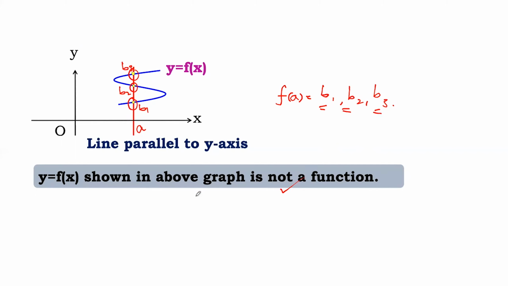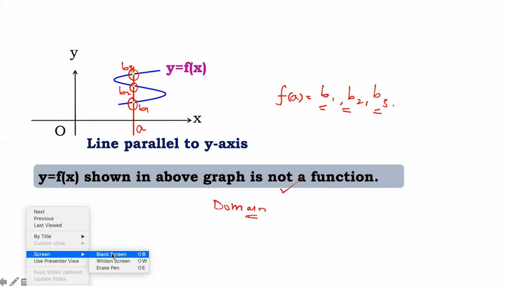Now we know there are two terminologies, domain and range. First we are going to understand the domain of the function. What is this domain? How can we find the domain of the function? Let's see the first example: y is equal to 1 upon f(x).